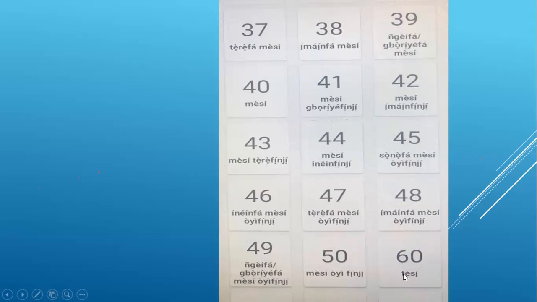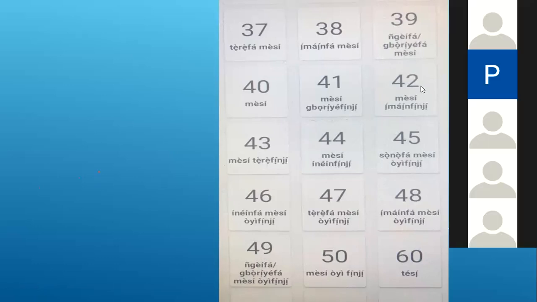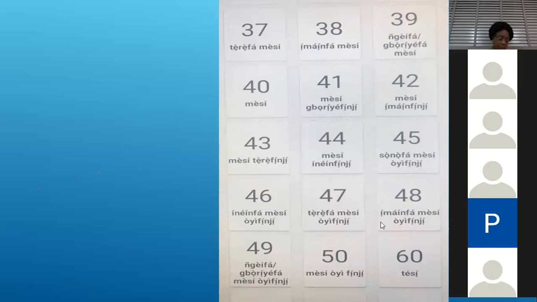I'm going to ask somebody, can anybody guess what 70 is? Any guess? Anybody? If 60 is Tesi, what is 70? What will 70 be? Fantastic. Tesi Oyi Finji. Exactly. So that is 60 plus 10. Well done. Tesi Oyi Finji.